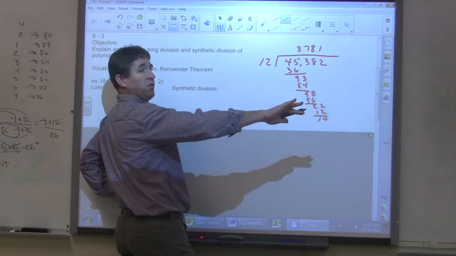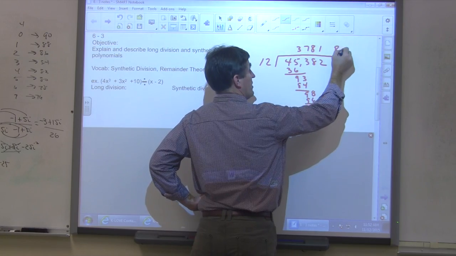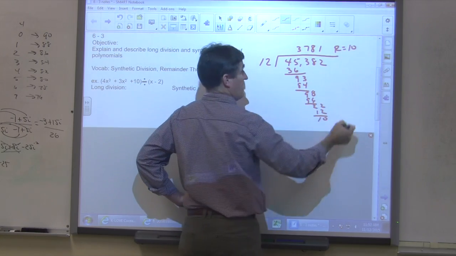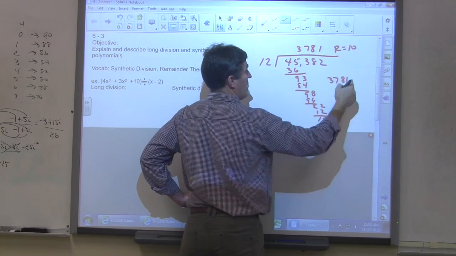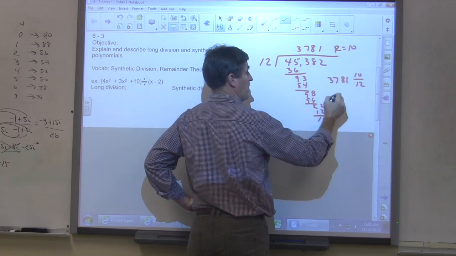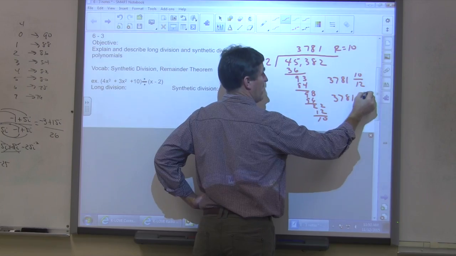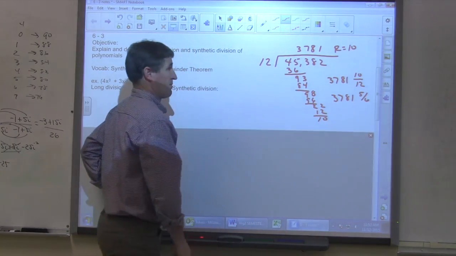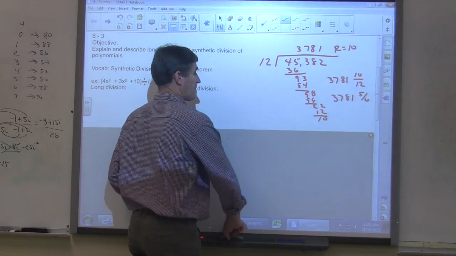Then you could continue on with this by putting decimals, but the other thing we did was we said the remainder was 10, or you could write it 3,781 with the remainder over what we were dividing by, 10 twelfths, which would reduce to 3,781 and 5/6. So that was long division the way you originally learned how to do it.